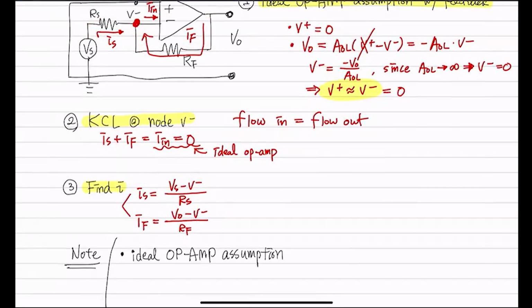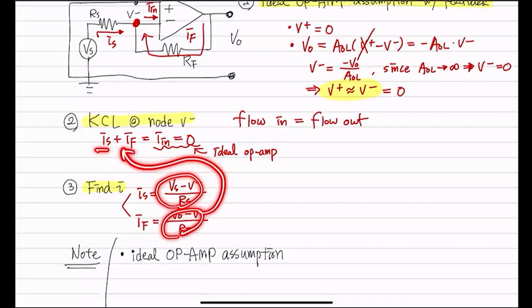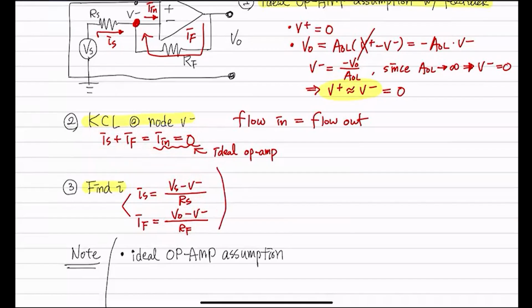So then what do we need? What do we want to do? We would like to substitute these back in here. If we do that, let me write that down here. So (Vs minus V negative) over Rs, that's Is, plus (Vout minus V negative) over Rf is going to be 0.